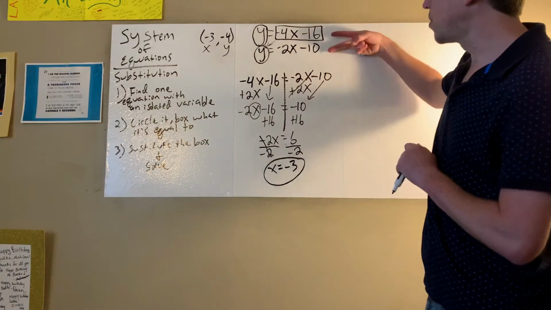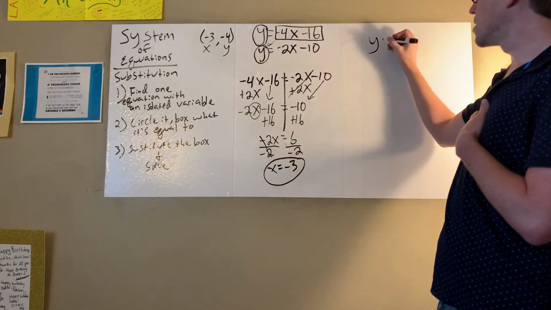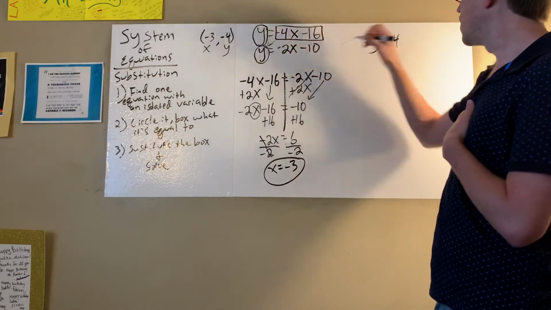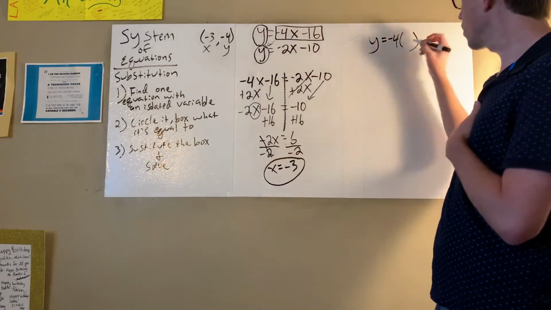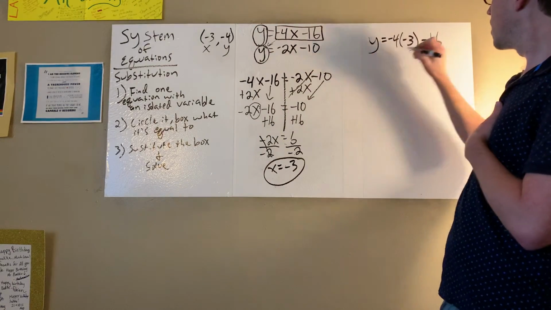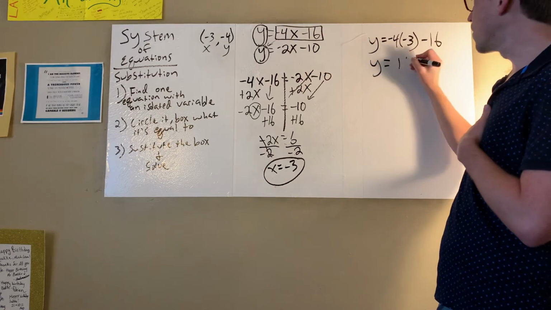Now we'll take this and plug it into either equation, doesn't matter which one. I'll use this top one, y = -4x - 16. Instead of x, we're going to make that a parentheses, and then plug in what we solved for, -3. Then -16. And now we just need to solve this. -4 times -3 is +12.